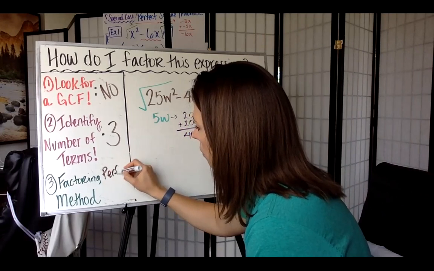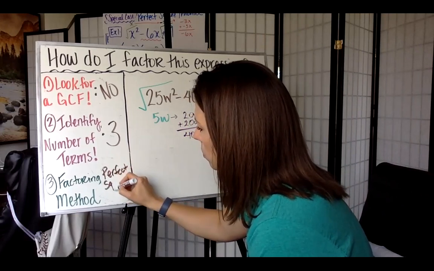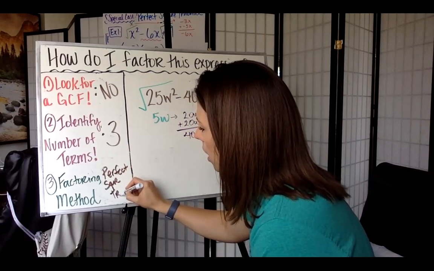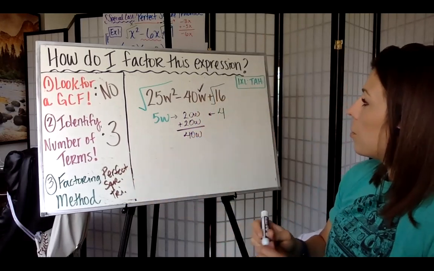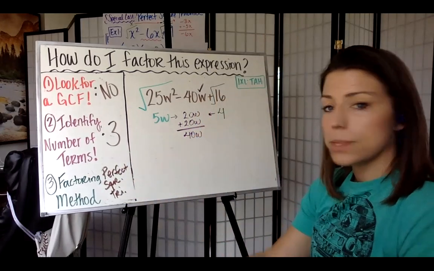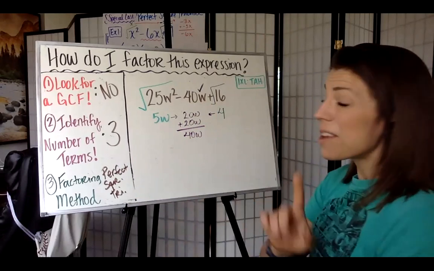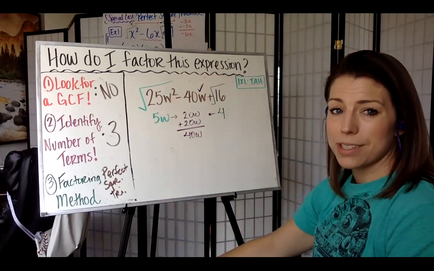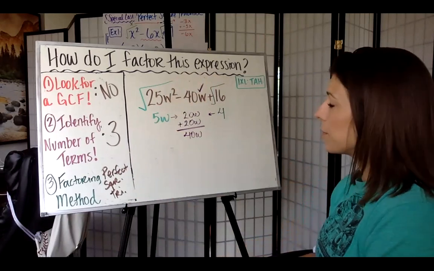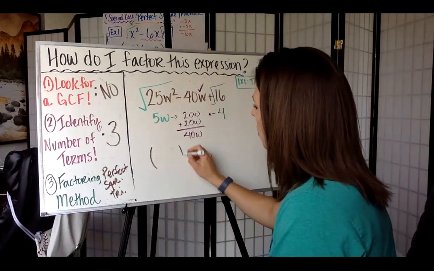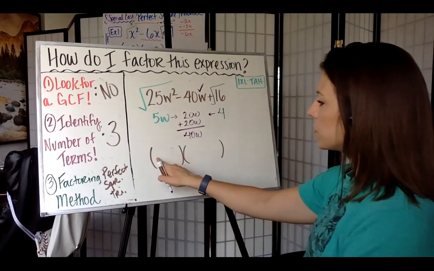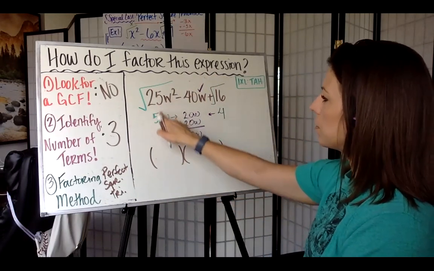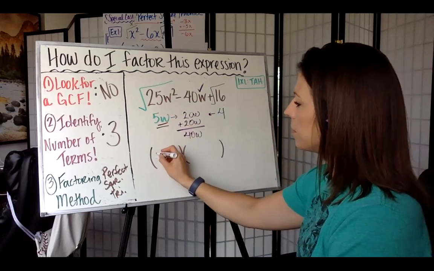I'm just going to write perfect square trinomial, which means it only really takes 2 more steps to be able to factor. And again, remember, you have to test the middle term. Just because the first and the last term are perfect squares doesn't always mean that it's a perfect square trinomial. So let's set up our 2 binomials. First term in both is going to be the square root of the first term, which we already found to be 5w.